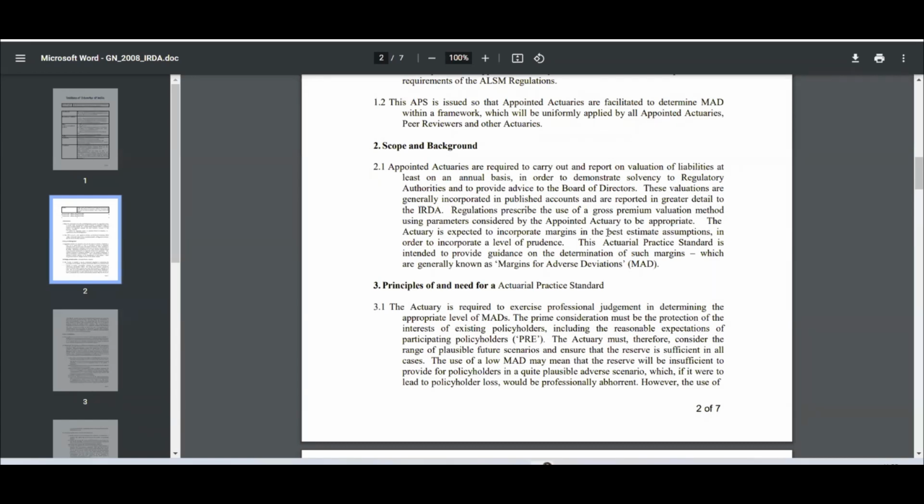Today the topic for discussion is APS 7, or how we construct MATs. Now, if you are studying actuarial science, then you have heard about margins for adverse deviation, or prudence, or provision for adverse deviation, also known as PADs. All these are used interchangeably, and obviously there is a way that we have to calculate the MAT. This is an actuarial practice standard issued by the Institute of Actuaries of India, which talks in volume about that thing. So now we'll cover that.